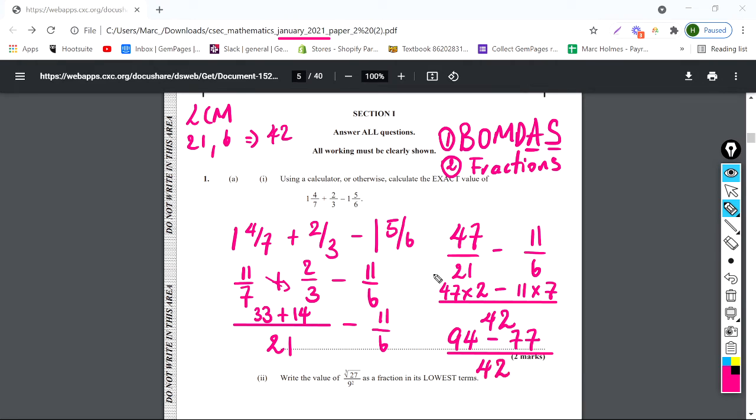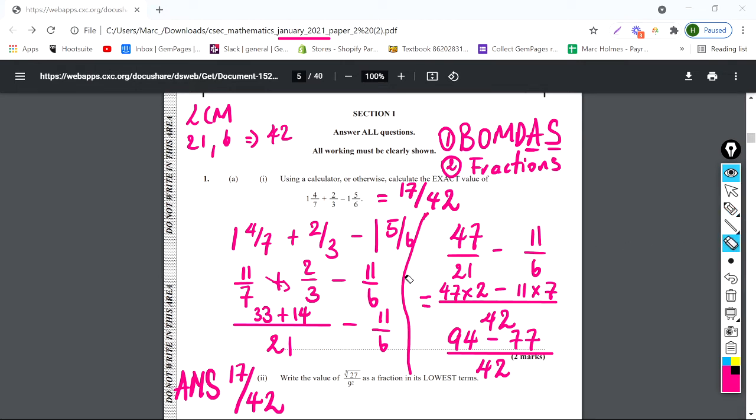So the final answer, guys, let me write it over here. When I subtract 77 from 94, I should get 17 over 42. So that's the answer for number one, part A, 17 over 42. So that's my answer, guys. Let me put a line here. First thing we did, guys, was follow the bomb dash rules, add, then subtract, then we ended up with 17 over 42. So that's our answer.